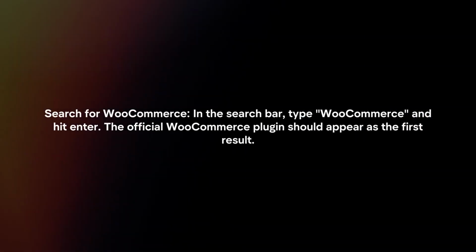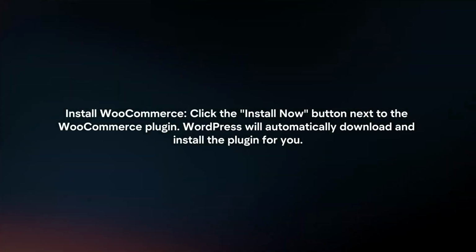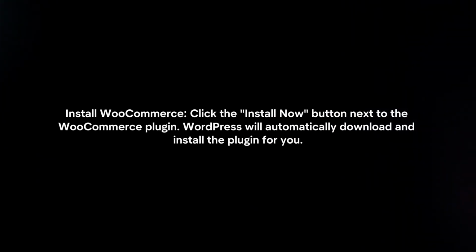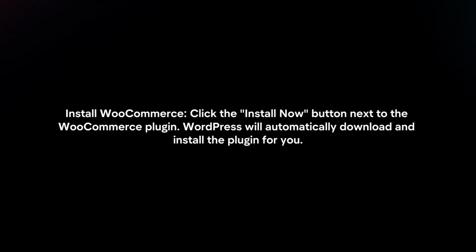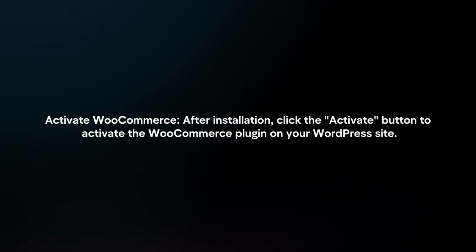The official WooCommerce plugin should appear as the first result. Install WooCommerce. Click the Install Now button next to the WooCommerce plugin. WordPress will automatically download and install the plugin for you. Activate WooCommerce. After installation, click the Activate button to activate the WooCommerce plugin on your WordPress site.